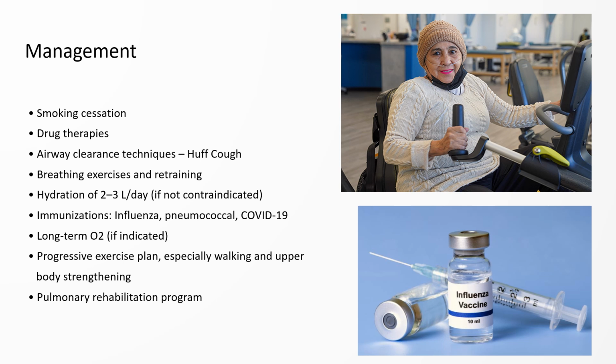As long as there is no contraindication, and when we say contraindication, we're talking about a patient with heart failure, they need to be hydrated at least 2 to 3 liters a day. This patient is at high risk for infection and viruses, especially viruses that affect the lungs, such as influenza and pneumonia. So you want to teach this patient that it is vital for their health that they stay vaccinated.